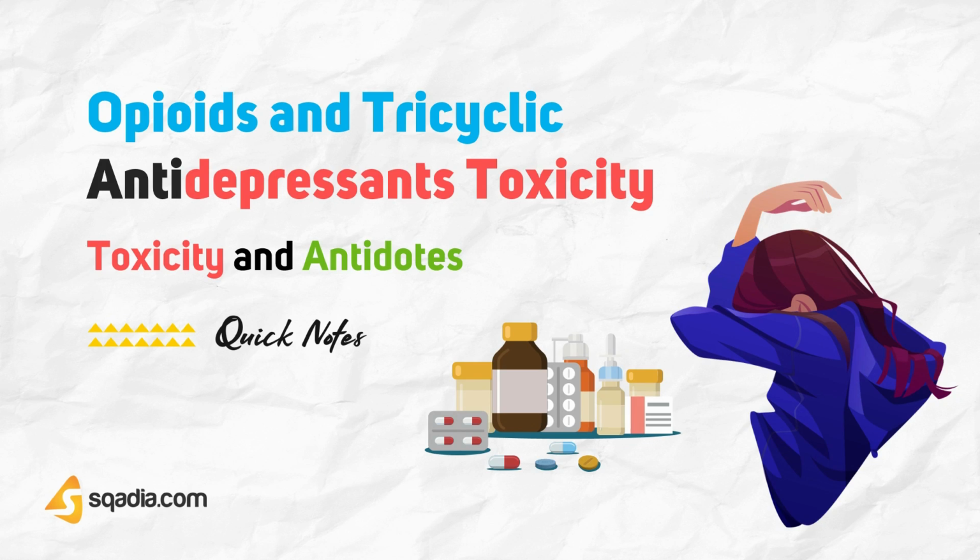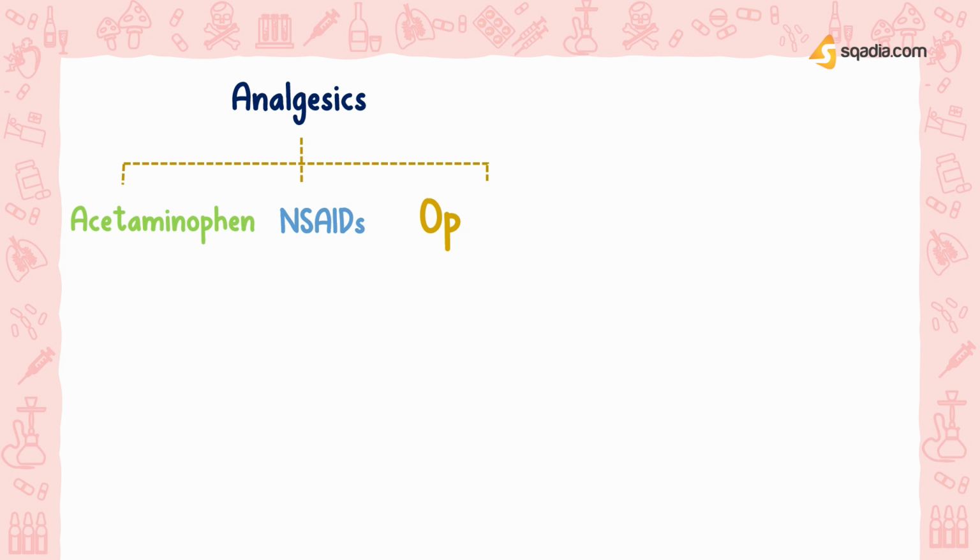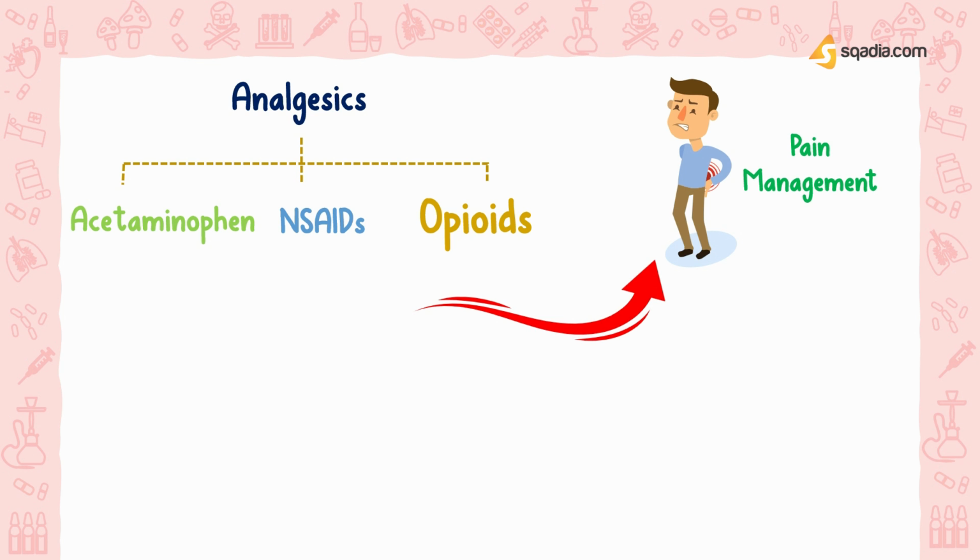In our previous video on NSAIDs, I introduced you to 3 types of analgesics: Acetaminophen, NSAIDs, and opioid analgesics. We discussed Acetaminophen and Aspirin Toxicity in the last part of this video. Now, we'll move towards the toxicity of the 3rd type of analgesics, that are opioid analgesic.